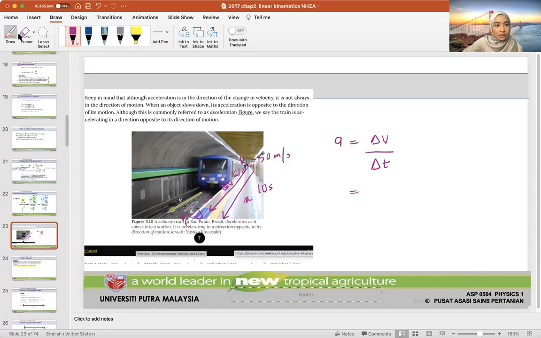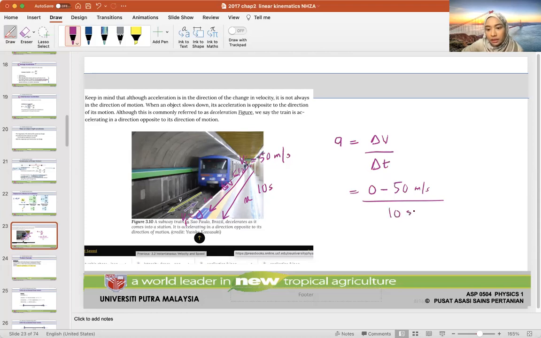Okay. So betul. Because there is a delta symbol here, it's always final minus initial. Kalau ada lecturer yang cakap initial tolak final, salah lecturer tu. Korang betulkan dia. Okay, so it's always final minus initial, which is 0 minus 50 meter per second over the change in time. So kita tak tahu kita kat sini pukul berapa, kat sini pukul berapa. Yang kita tahu duration is 10 second, which is good enough because it gives us the change in time.